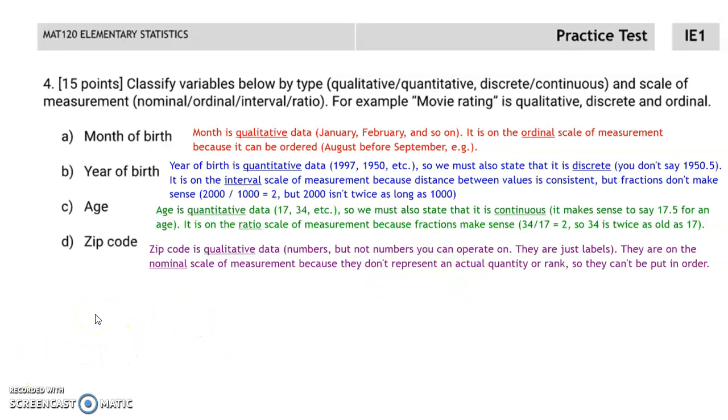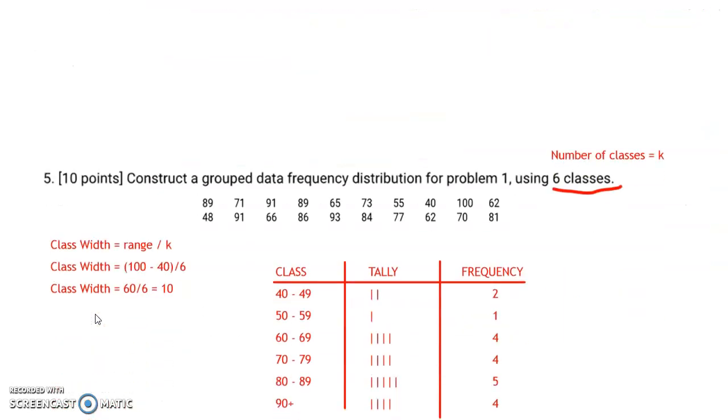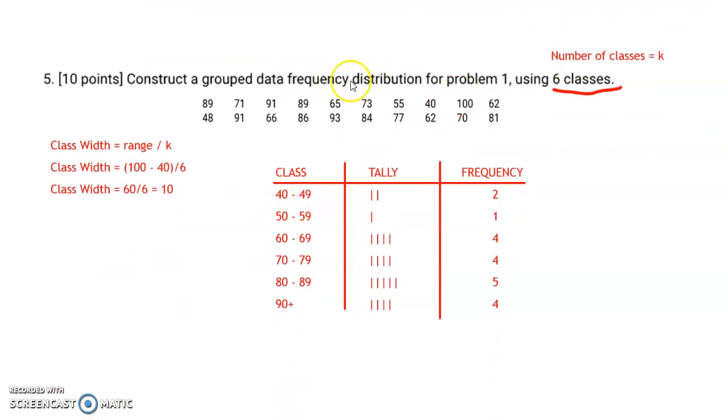Moving on to question number 5. Question number 5 was actually a bonus question. It asks us to make a grouped data frequency distribution for problem number 1 using 6 classes. Now the number of classes is equal to k. We use that k value for the number of classes. So in order to find the class width, in other words, how many numbers to skip by, we take the range and divide it by k.